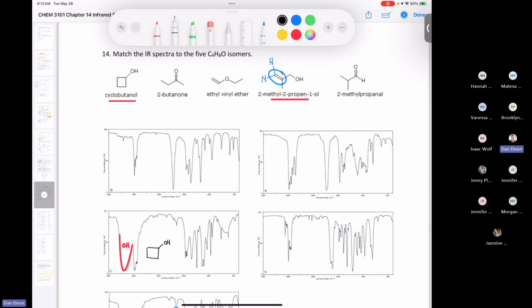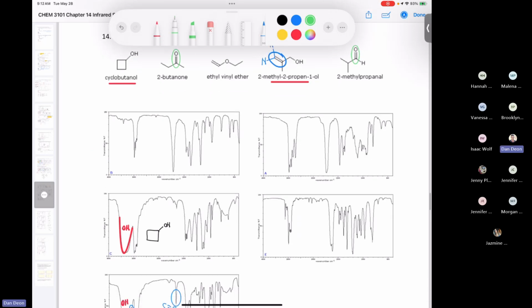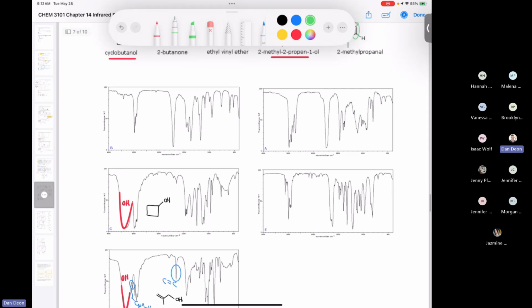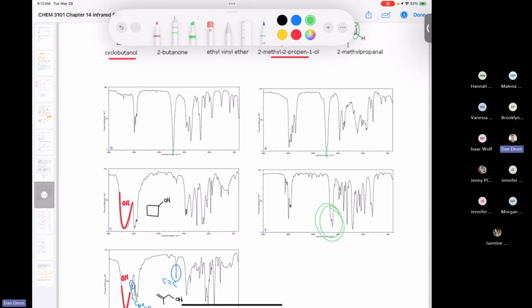Let's see here. So the next one, we have ketone. So we have 2 carbonyl compounds, right? This compound has a carbonyl in it, and this compound has a carbonyl. Carbonyls are around 1700-ish, I guess. So if we look at these, which two have peaks around 1700? It's going to be this one here is a carbonyl, and this one here is a carbonyl. If you look at this one and you think that that's a carbonyl, it's not. It's too low. It's not as high.